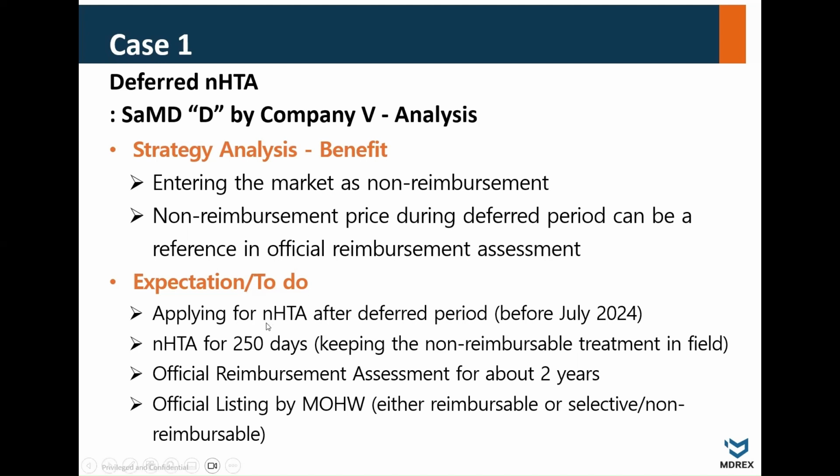As the deferred period is to end in July this year, the NHTA application should be made 30 days prior to the end date. Then NECA's NHTA takes 250 days, while the software can still be sold the same way. As we learned so far, after NHTA, HIRA's official reimbursement assessment will take about 2 years, and then finally it will be listed officially by the Ministry of Health and Welfare, either as reimbursable or selective non-reimbursable.